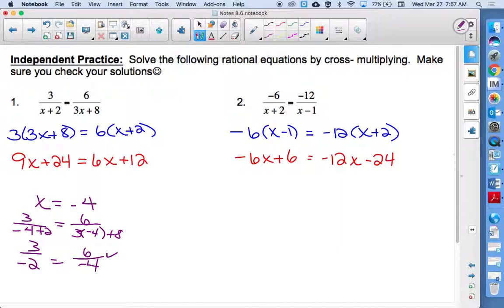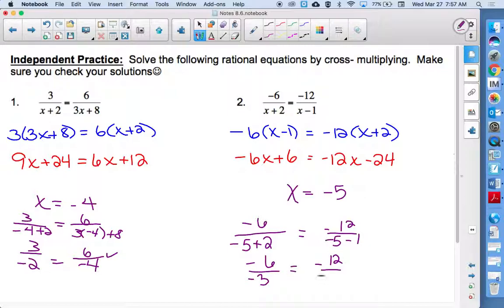Kushal, how about number 2? What'd you get for that one? -5, is that what you said? Okay. Again, giving it a quick check here. So we have a -6 and a -3, a -12 and a -6. And 2 does equal 2.